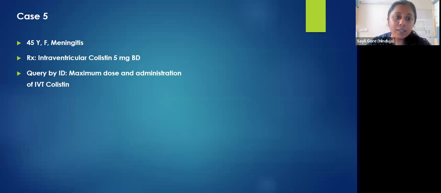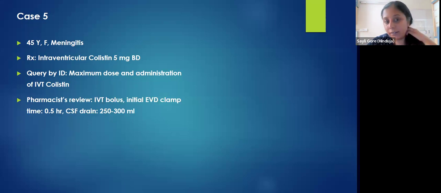But what we suggested is this. We first saw that the intraventricular administration by the neurologist was given in just 5 seconds. Usually the administration of intraventricular therapy is supposed to be a slow push, over 10 to 15 minutes, maximum 20 minutes, and not a bolus. The initial EVD clamp time was only 30 minutes, and the patient's extra CSF drain was around 250 to 300 ml.